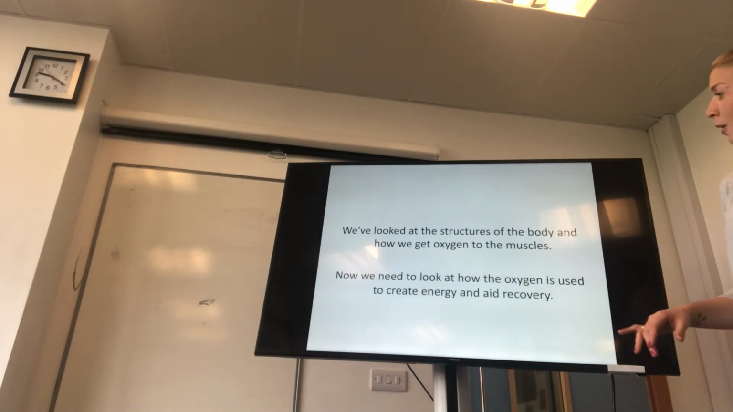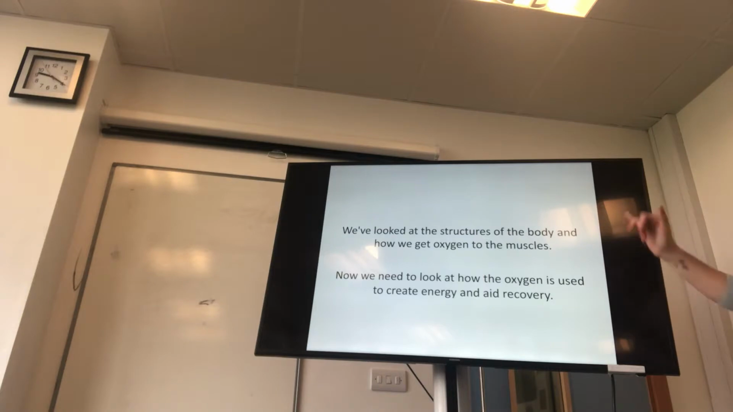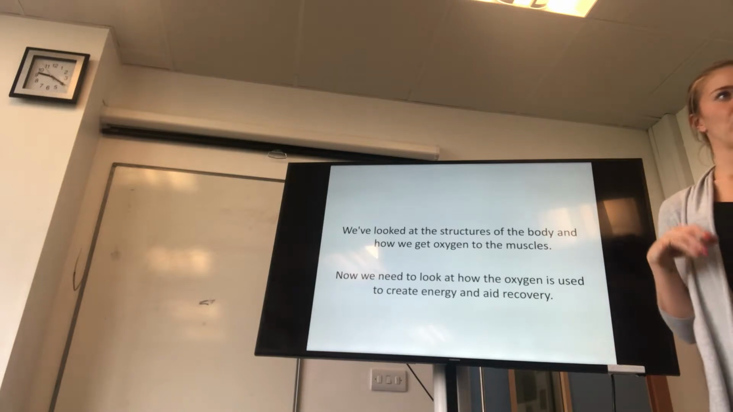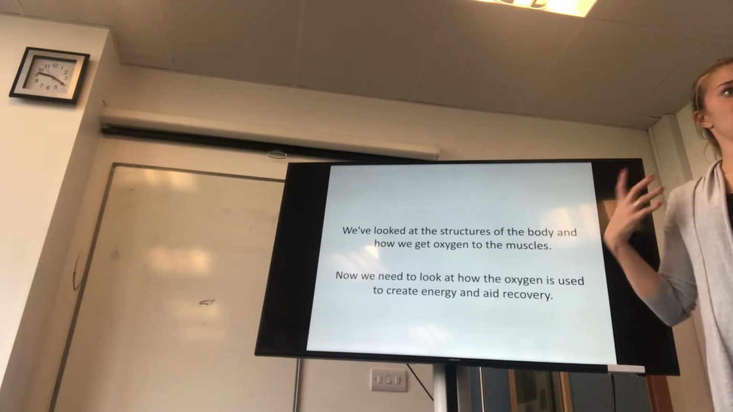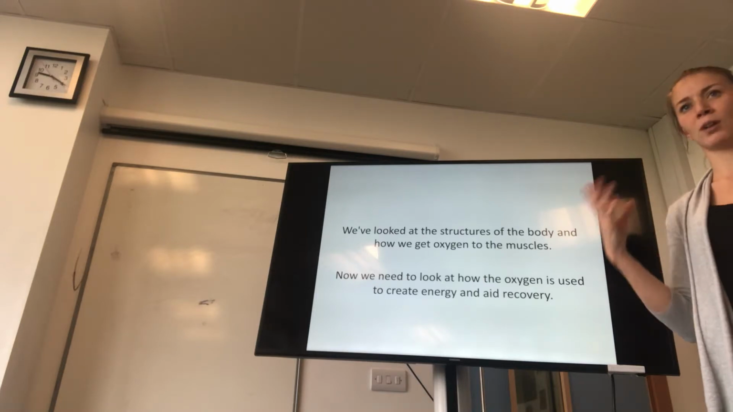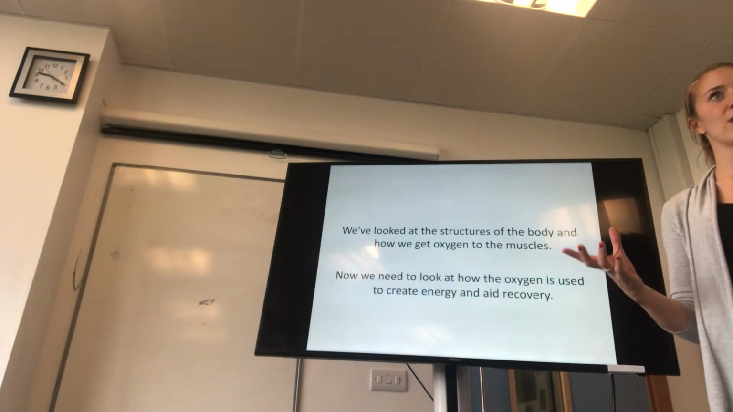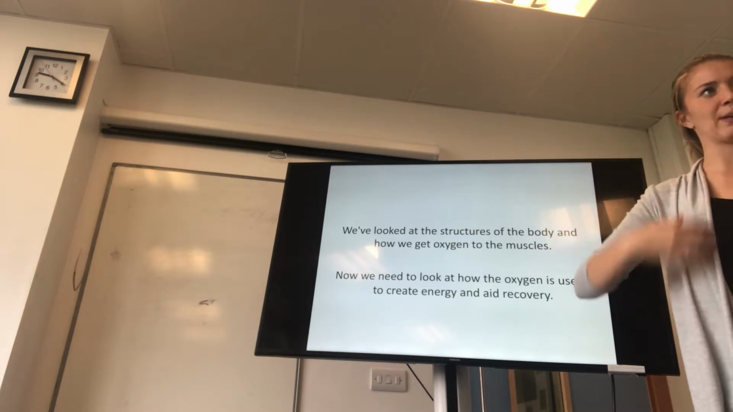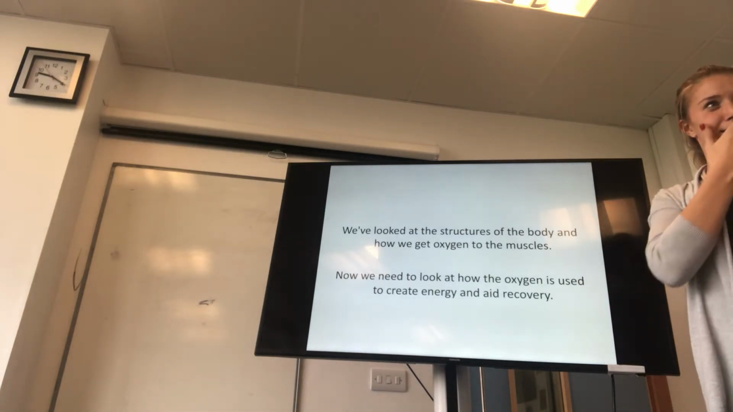Well done. Right, so we've looked at the structures of the body and how we get oxygen to the muscles. Now we need to look at how oxygen is used to create energy and recovery. So we've kind of looked at everything now: the main structures, the skeleton, the muscular system, the respiratory system, the cardiovascular system. So we know how the oxygen gets into the body, we know how it gets around the body. What's the rest of the book for?